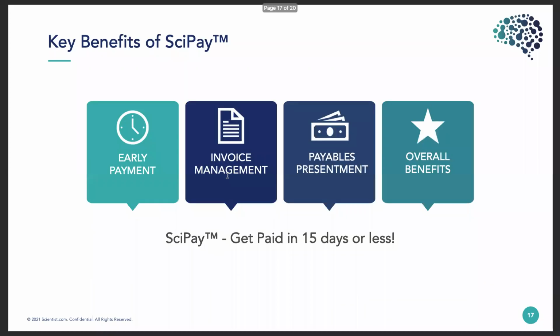The major benefits of SciPay include early payment. Obviously, as was noted before, if you'd like to be paid more quickly than the standard 75 days, you can actually request early payment through this SciPay program, depending on the rate that you would choose, whether you choose 15 days, 30 days, 45 days, or 60 days. That will vary the percentage of the invoice that will be taken. However, you can receive funds in as little as 15 days.